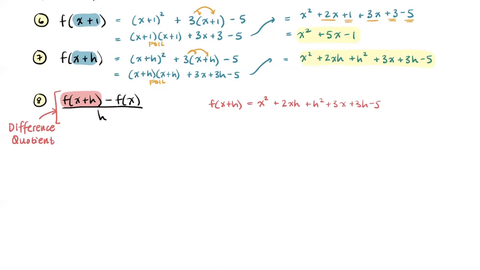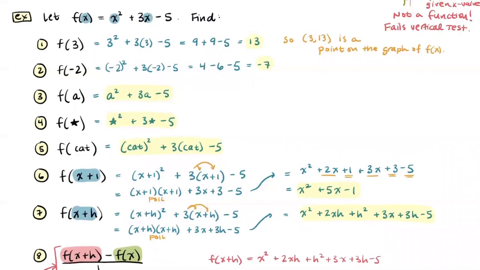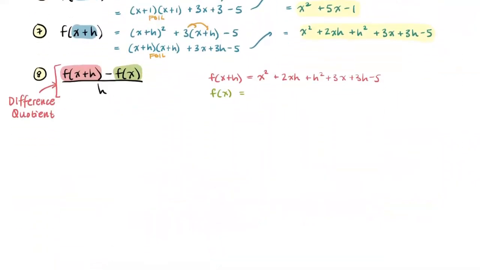Okay, the other part that we have here is f of x. Well, that is just the function, again, that we were given. So what is that up here? It was x squared plus 3x minus 5. And like I said, h just stays as h. So what we have here, it's going to be the pink stuff. Pink stuff is x squared plus 2xh plus h squared plus 3x plus 3h minus 5. Then we're subtracting. So I have a big minus in the numerator of the difference quotient. Then we have the green part, just f of x. So that's all of this stuff.